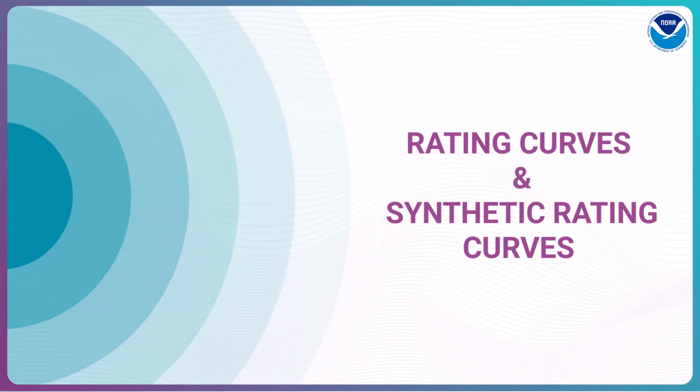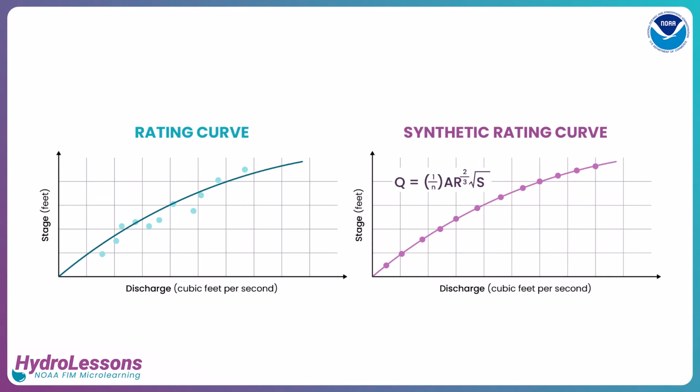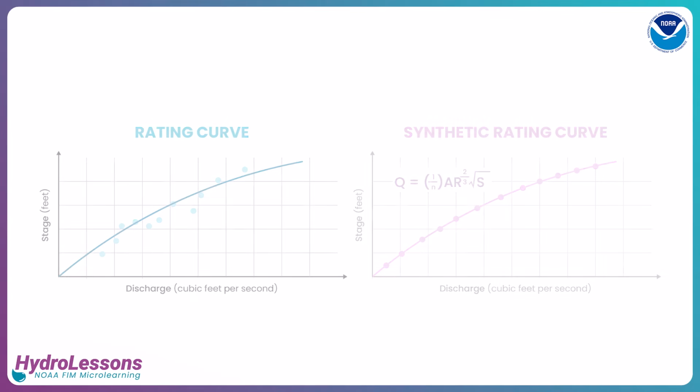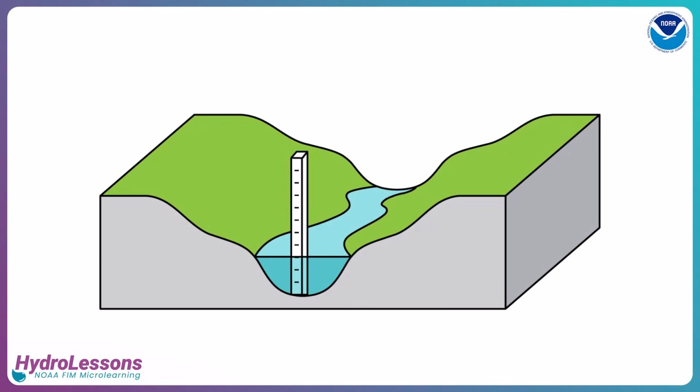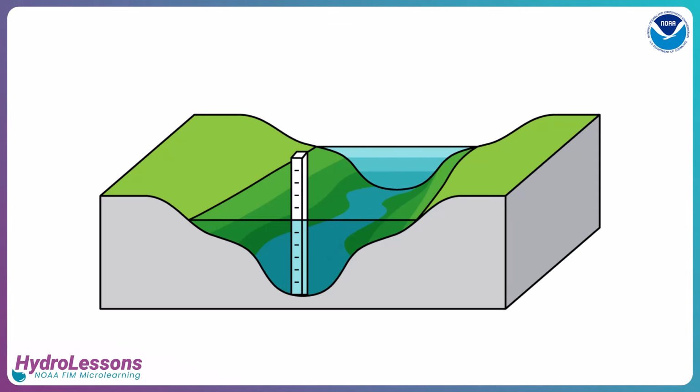This HydroLesson explores rating curves and synthetic rating curves. Forecast models estimate streamflow, known as discharge. Yet visualizing flood inundation also requires understanding how high the water will rise and how far it will spread across the surrounding terrain. Rating curves determine that critical correlation.